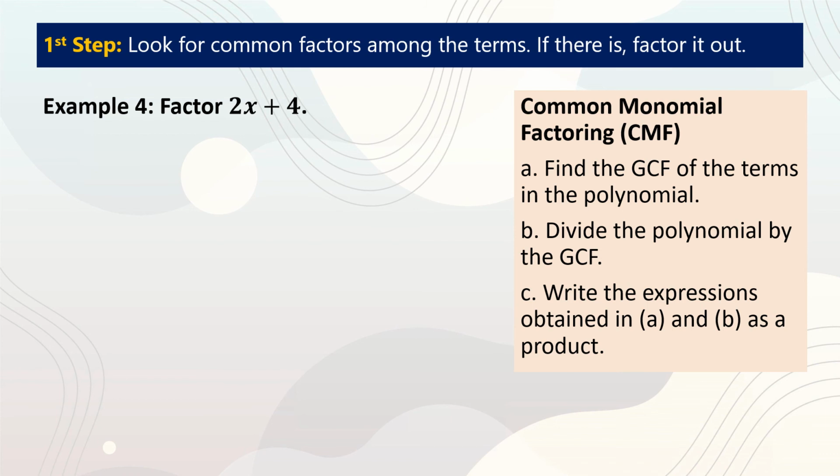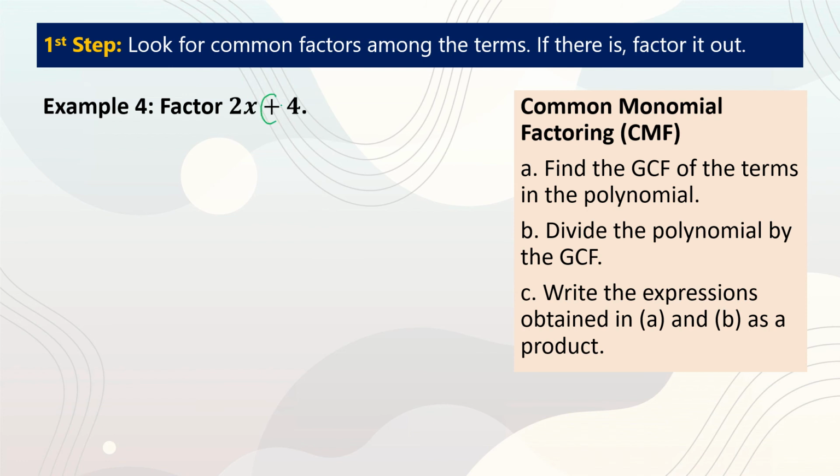So again, when we say factor, we're looking for 2 or more polynomials whose product will go back to the given. So looking for several polynomials, after multiplying them, it will go back to 2x plus 4. That's the goal. So now, the given is 2x plus 4. As mentioned, the first step is about looking for common factors among the terms by using common monomial factoring. So as sub-step A, find the GCF of the terms in a polynomial.